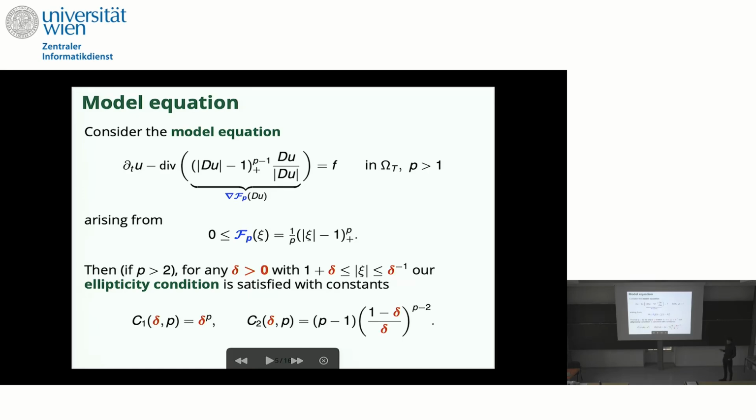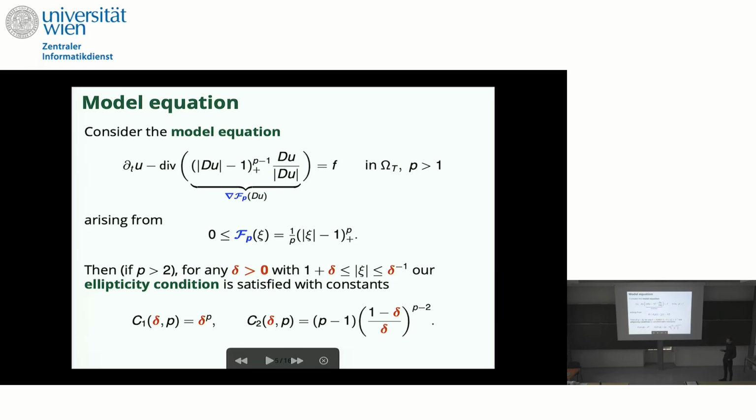Okay, moreover, let's check our conditions. So the regularity assumptions are satisfied, and then for simplicity, let's consider the case p greater than 2, but it holds for any p. And then for any xi in this annulus that I introduced, for any delta positive, we can control the smallest eigenvalue of the Hessian of f of p from below by a constant depending on delta, and now also on this parameter p. And from above, again, a constant depending on delta and p. And here we can nicely see what I told you before, that we lose ellipticity when delta approaches 0.